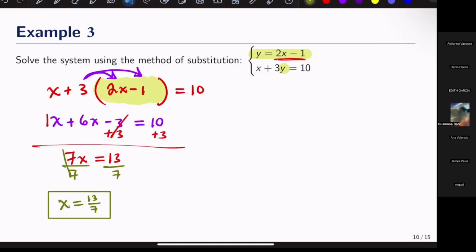We are not done though, because we need to now figure out what our y-coordinate point is. Just like in examples 1 and 2, our final solution to the system is in the form of x comma y. We only have our x-coordinate point. We still need to find our y.